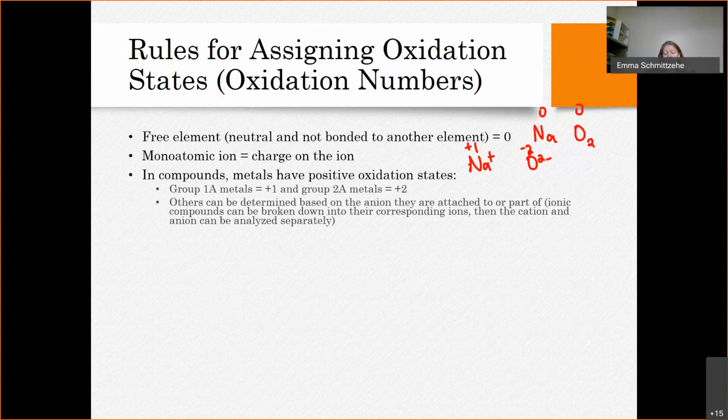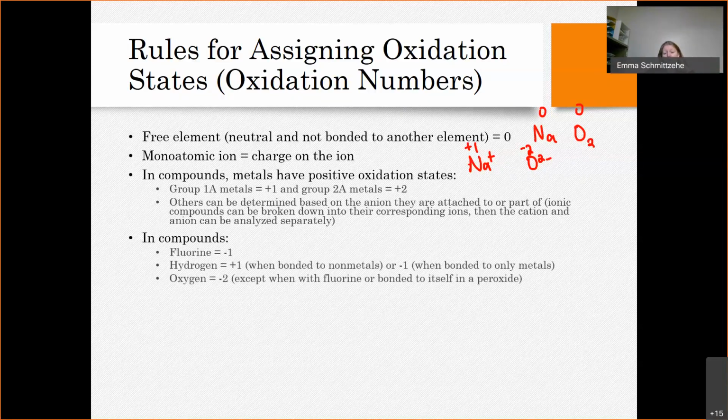Next up, when we're dealing with compounds, there are some nonmetals that have pretty regular oxidation states. If you have fluorine in a compound, that should be -1. If you had fluorine by itself, just F2, because that's one of our diatomics, it would be 0. But any other time, fluorine is going to be -1. So that one's an easy constant. When you see fluorine, if it's not by itself and neutral, it has to be -1.